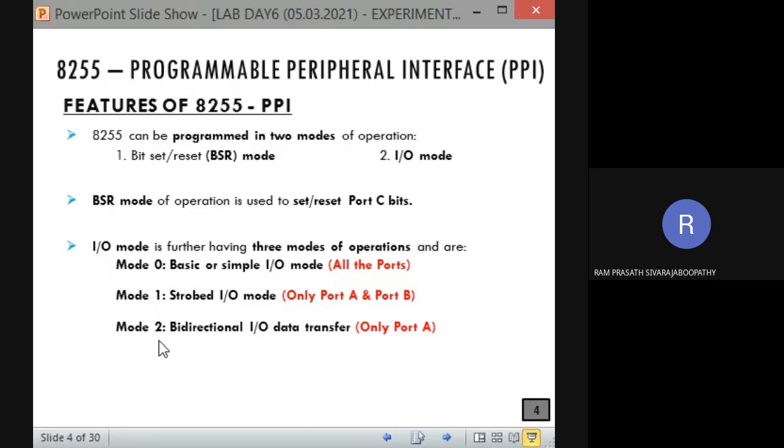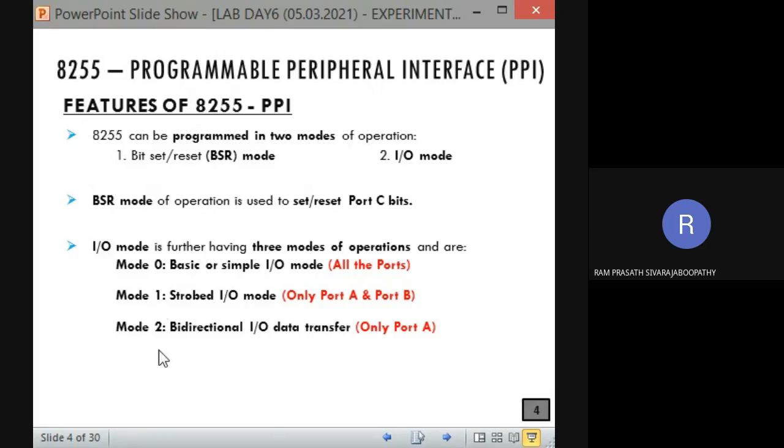In the case of mode 1 and mode 2, we will discuss elaborately during the theory session. Regarding our lab session, we are going to concentrate only on BSR mode and mode 0 in IO mode. Okay?